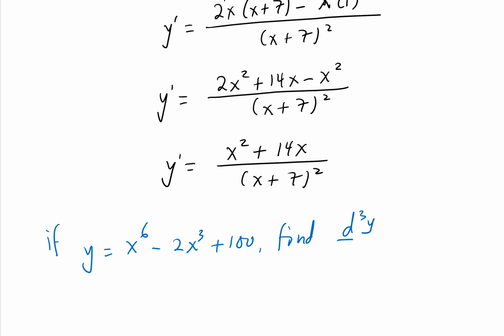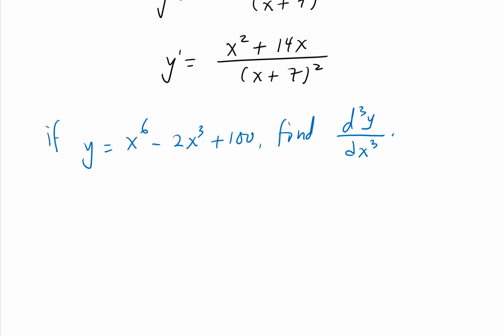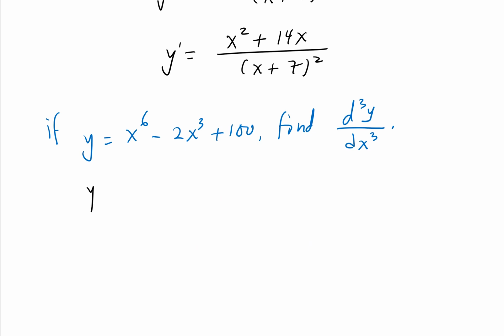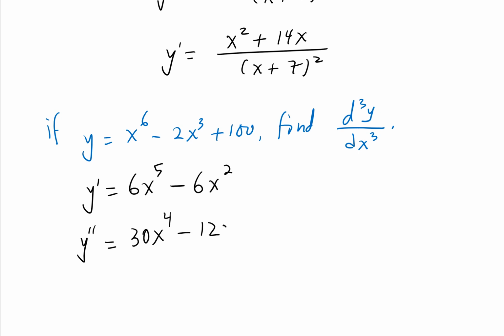Now if y equals x to the 6 minus 2x to the 3rd plus 100, find d cubed y dx cubed. What is this? Y prime equals 6x to the 5th minus 6x squared plus 0. Then y double prime, 30x to the 4th minus 12x, and y triple prime, which is 120x cubed minus 12. This is what we are looking for.